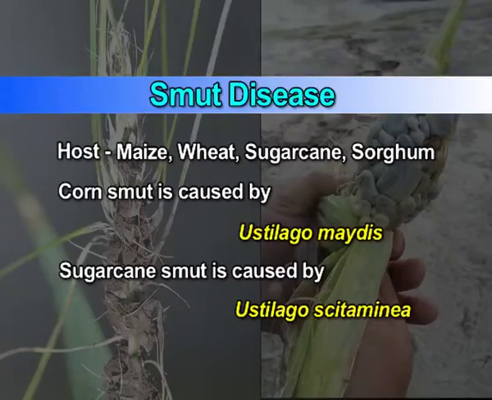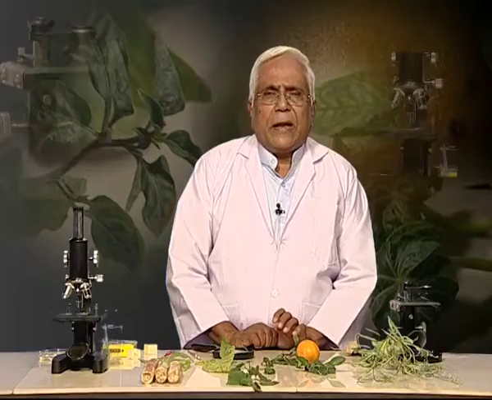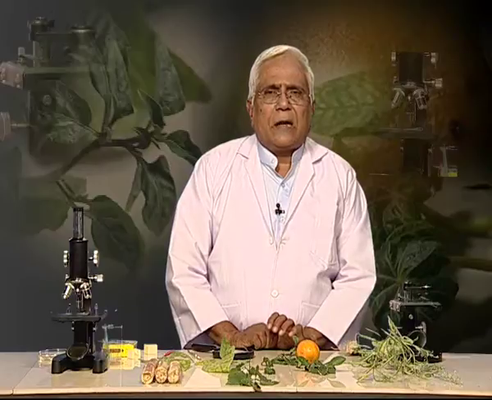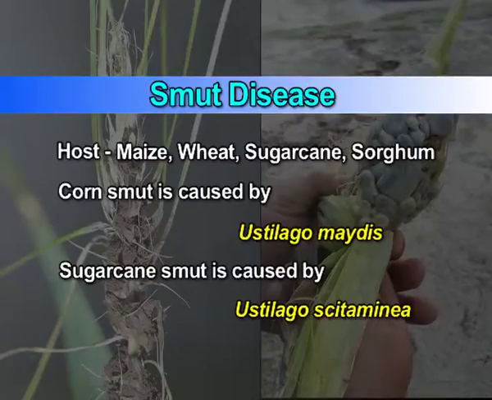Another disease is smut disease. This again is caused by a fungus. It usually affects grasses like maize, wheat, sugarcane and sorghum. We have taken these four examples because they are economically useful to us. They are food crops. Corn smut is caused by Ustilago maydis, whereas in case of sugarcane the smut disease is caused by Ustilago scitaminea.